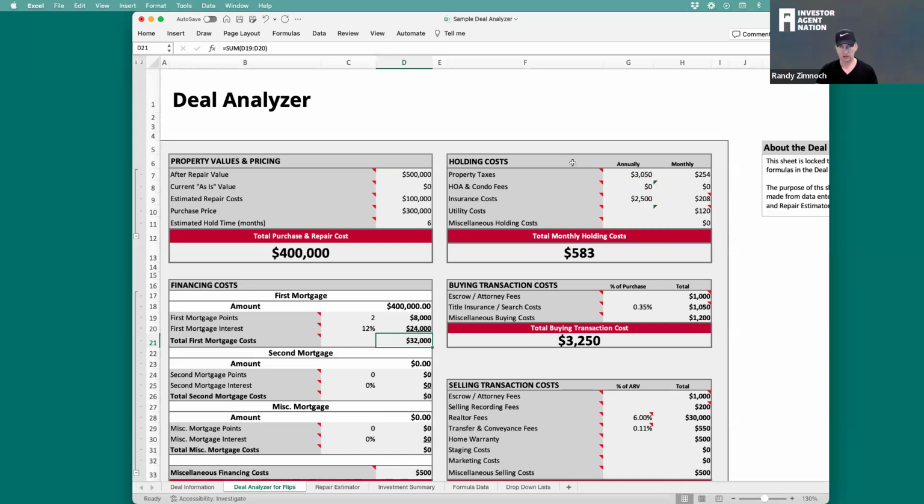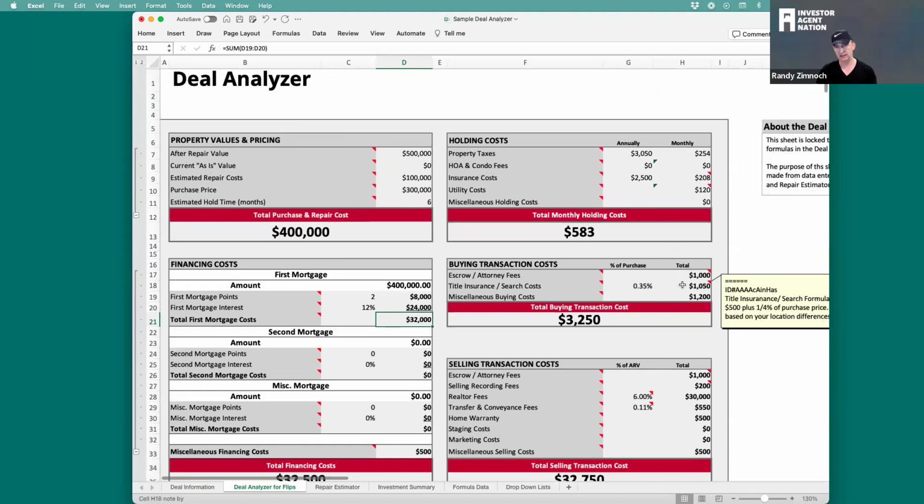And then the holding costs, they're all broken down monthly on purpose because it's all auto-calculated by the amount of hold time we put in on the first sheet. So we need to know how much property taxes are per month to calculate our holding costs correctly based on our hold time. This is where it breaks it all down for us and starts calculating the actual holding costs per month, per 6 months.